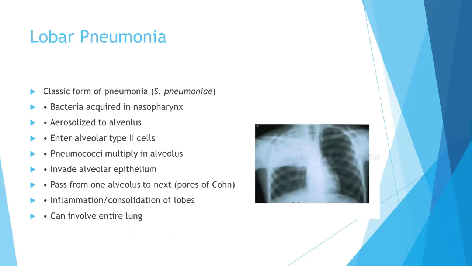Bacteria is acquired in the nasopharynx, and then it is aerosolized to the alveolus. It enters the alveolar type 2 cells and then it multiplies in the alveolus, invades the alveolar epithelium and passes from one alveolus to the next through the pores of Kohn. And then it causes inflammation and consolidation of that entire lobe and can even involve the entire lung sometimes. Here we can see the specific involvement of one lobe of the lung, that is the upper lobe. So it is called lobar pneumonia.